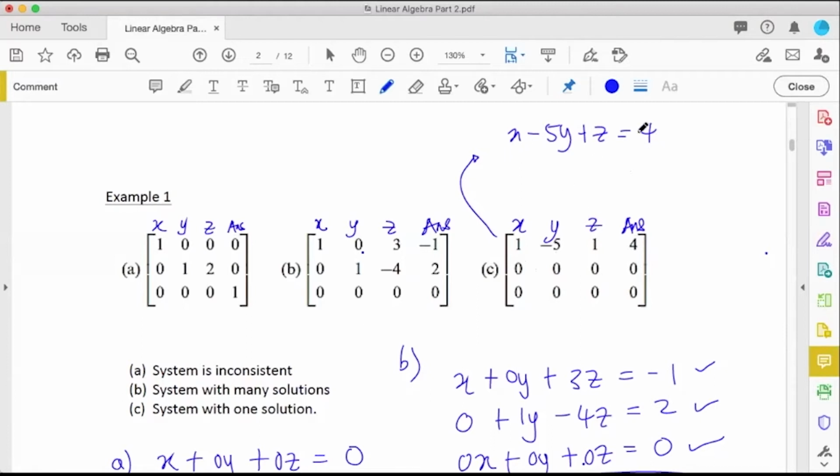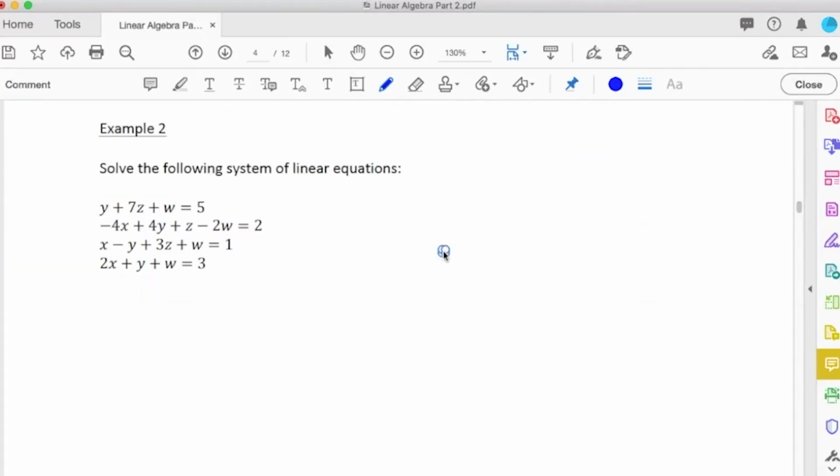So based on this equation alone, we can summarize that we need a specific value of x, y, and z in order to produce a result of 4. So because of that, we can say that this system has a unique solution, or one single solution. All right, so next we move to example 2.